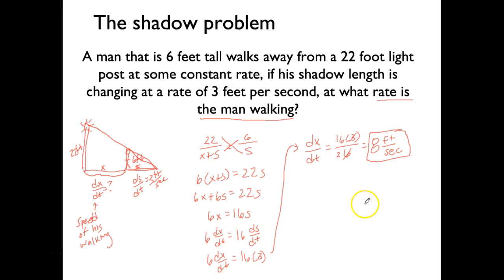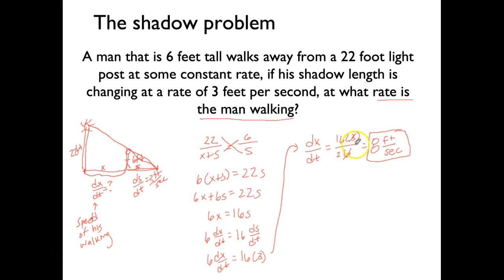8 feet per second. Okay, now they could also ask a question like, how fast is the rate at which the post to the tip of the shadow is changing? If it asked something like that, you would just add the 3. 8 plus 3 would be 11 feet per second. That's how fast it's changing at the time at which we're talking about.